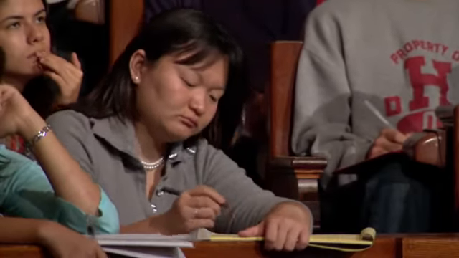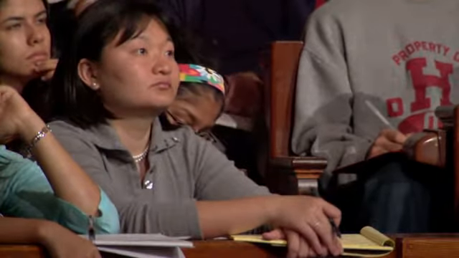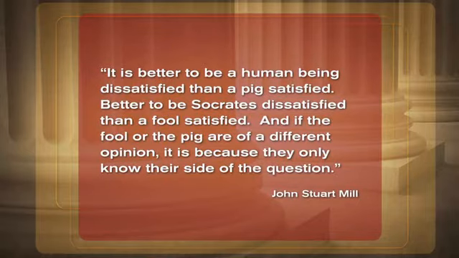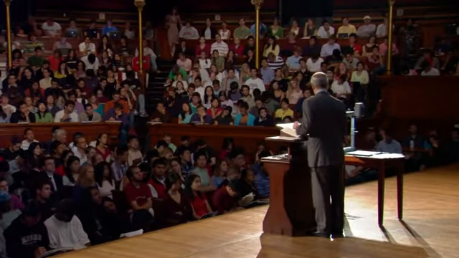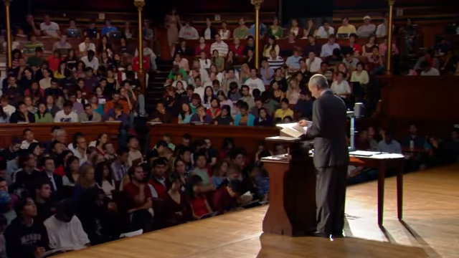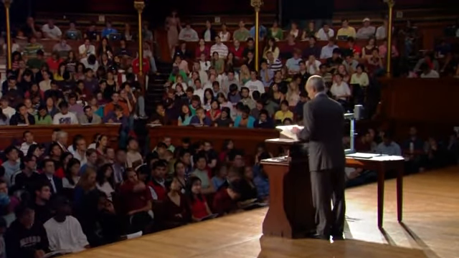You find this famous passage from John Stuart Mill: "It is better to be a human being dissatisfied than a pig satisfied. Better to be Socrates dissatisfied than a fool satisfied. And if the fool or the pig are of a different opinion, it is because they only know their side of the question." So here you have an attempt to distinguish higher from lower pleasures.